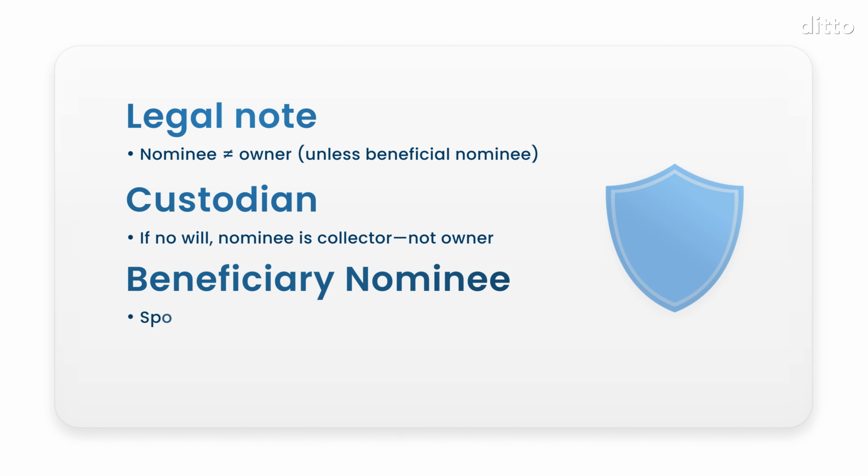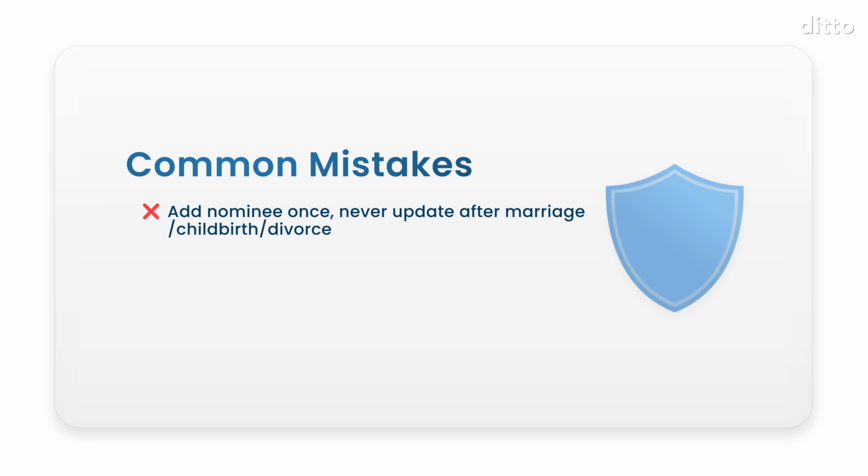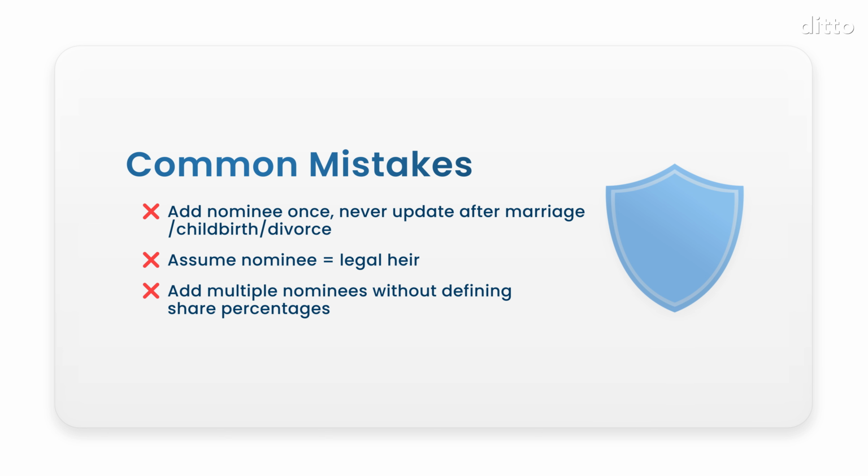The only exception is if you name a beneficial nominee, which includes your spouse, children, or parents. As per the 2015 amendment to Section 39 of the Insurance Act, they're treated as rightful recipients, not just trustees. Now, here's where people make mistakes. They add a nominee once and never update it after marriage, childbirth, or divorce. They assume the nominee is the legal heir, or they name multiple nominees but don't define share percentage. All of this creates confusion during claim time and delays the payout when your family actually needs it the most.